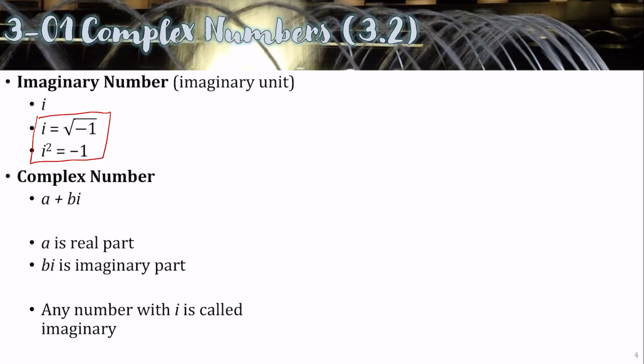A complex number is a plus bi, where a is the real part and bi is the imaginary part. So complex numbers combine real numbers, which are the ones that you usually deal with, and imaginary numbers, again a terrible name, into complex numbers. So complex numbers are both of those. If your number has i in it, we call it imaginary.